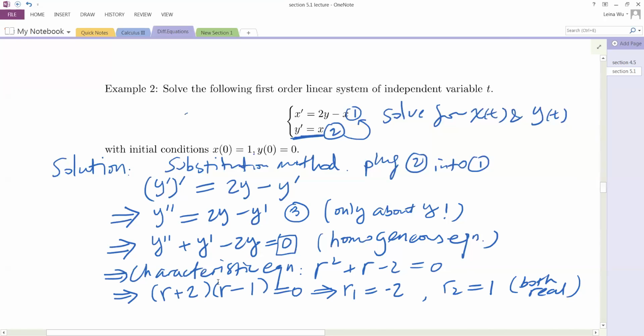Okay, can you write down the general solution for y? Yeah, we just use the exponentials, right? So y of t is c1 e raised to -2t plus c2 e raised to the t, right? General solution.